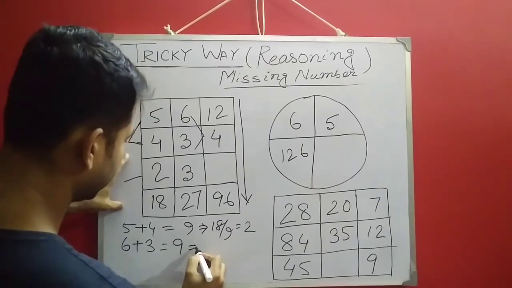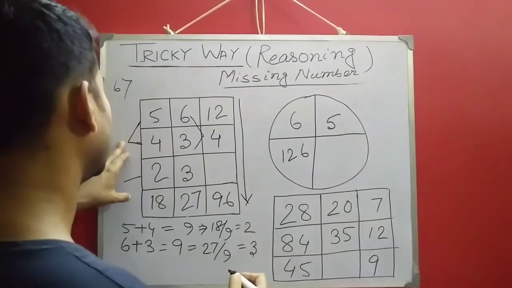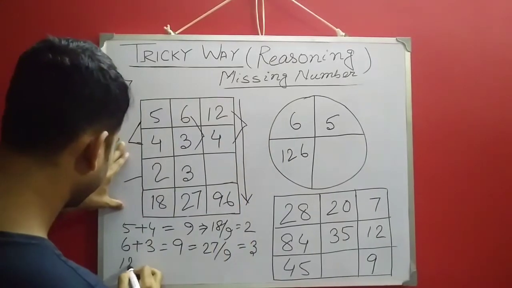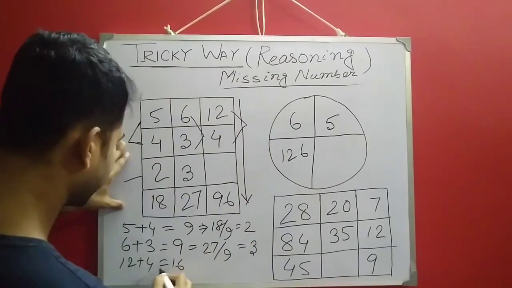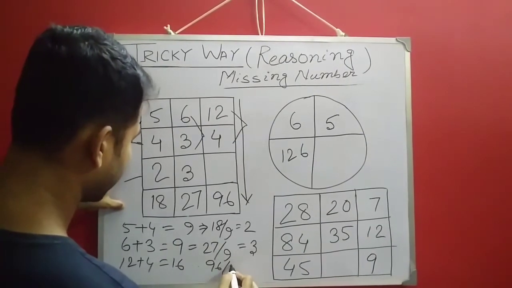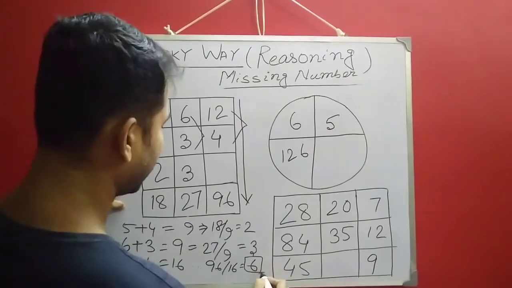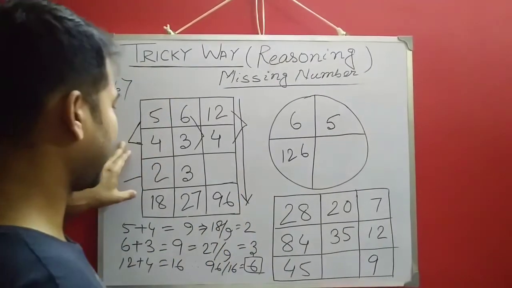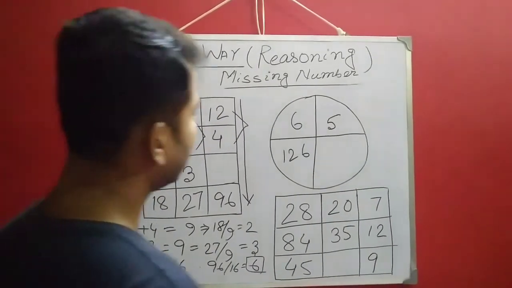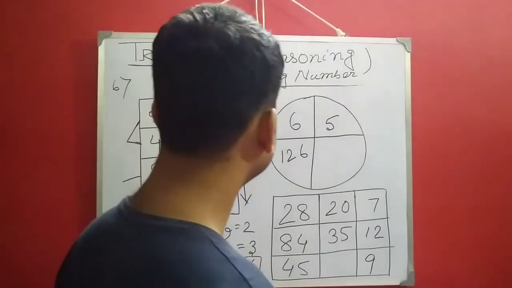And then 27 by 9 equals 3. So for this case, 12 plus 4 equals 16. And now 96 by 16 equals 6. So 6 will be the value for this blank. Okay, I hope it is clear to you.